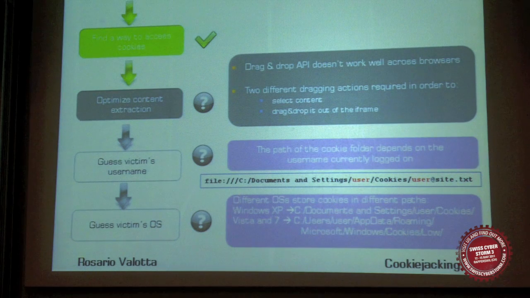We have a couple more issues that we need to solve in order to build a reliable exploit, and they are both about drag and drop functionality. Basically, the drag and drop API doesn't work well across Internet Explorer browsers. So in order to build a proof of concept that works on every browser, we need to use some custom drag and drop API. The second, two different dragging actions are required in the content extraction approach. The first, in order to select the content, and the second, in order to drag the content out and drop it into an attacker-controlled element. Let's see how it's possible to solve these two issues.